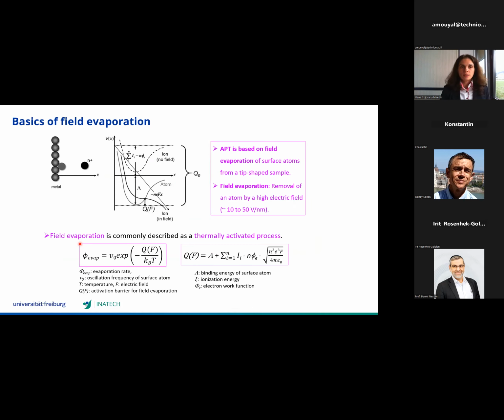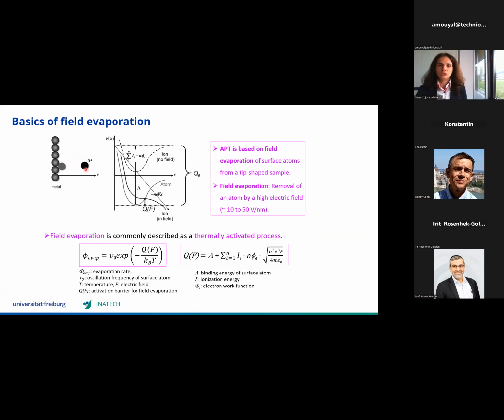So what is the basic phenomenon for atom probe tomography? Well, this is called the field evaporation phenomenon. Field evaporation, if this is a metal surface, means the removal of an atom when we have a high electric field. And what are the processes for removing this atom? We have two processes. First of all, we have the desorption of the atom, and the ionization of this atom.